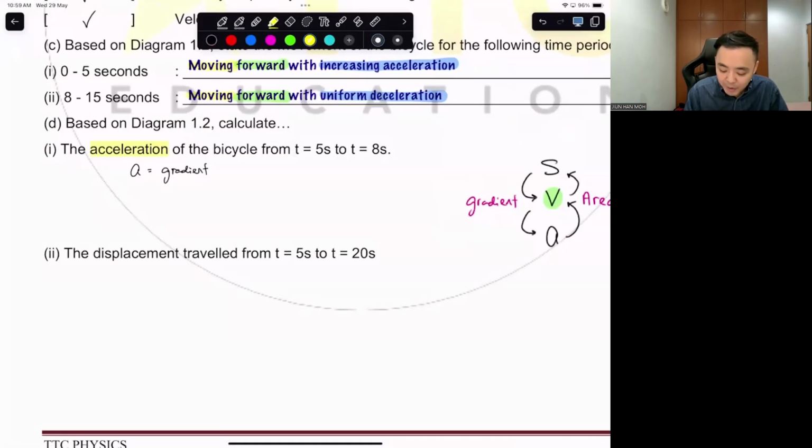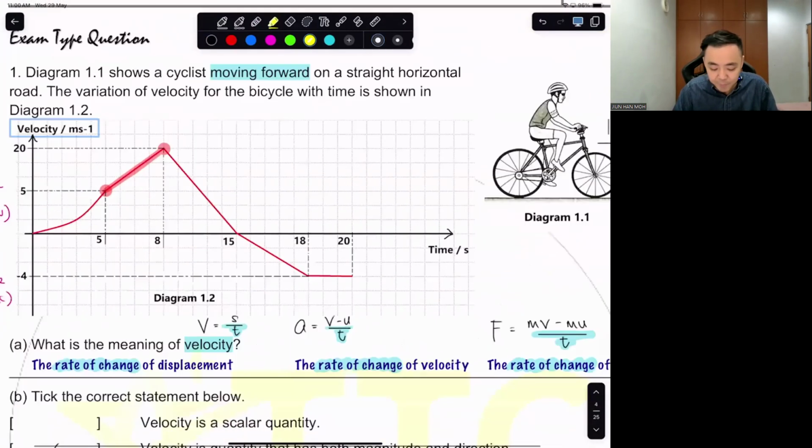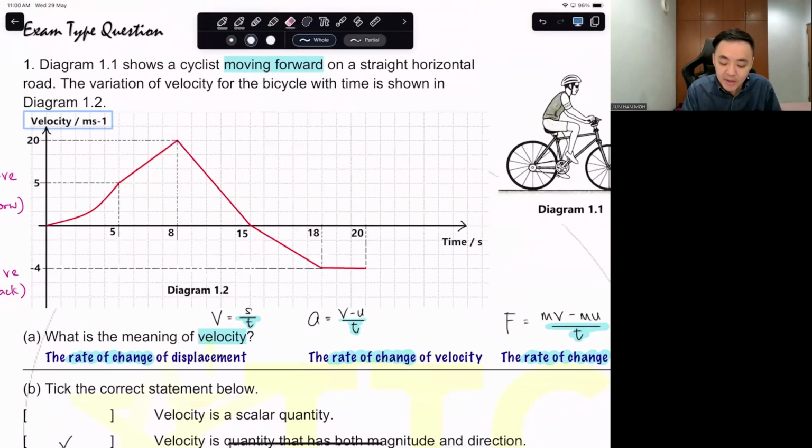Now, one more thing. What about this one here? You're supposed to calculate displacement, right? What do we calculate for displacement? You calculate the area, because now you want to go upstairs. But listen to this, they want you to calculate from t equals 5 seconds to t equals 20 seconds. Now, if you look at the graph, where is 5 to 20? From 5 here onwards.